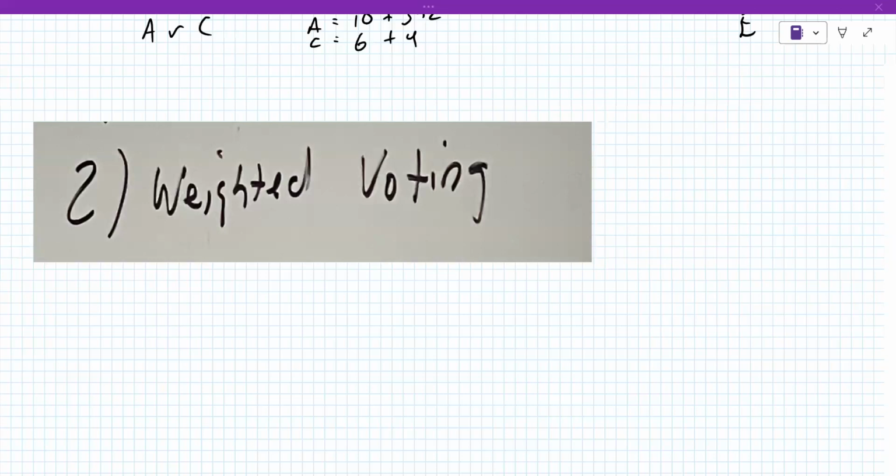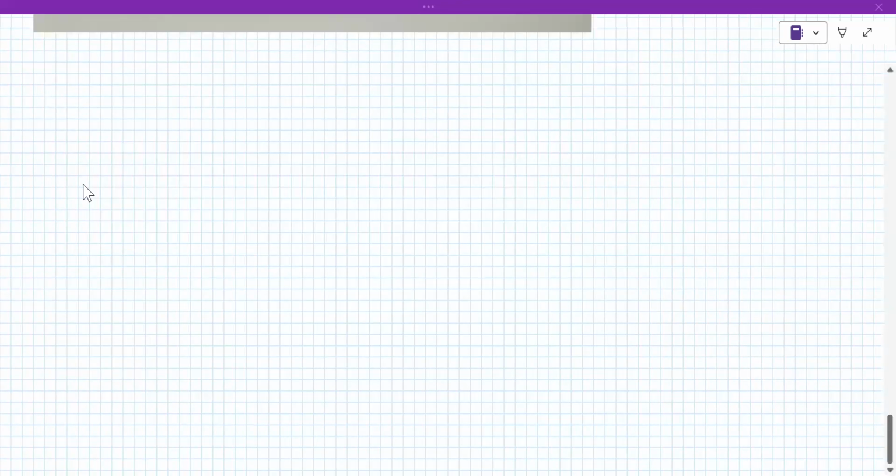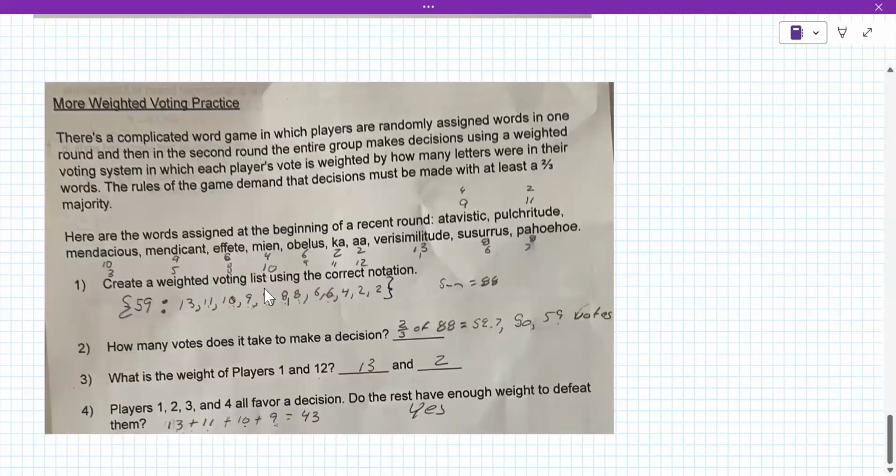I think I might have sent a picture. You did. I mean, it's in the weird language the instructor uses. These are not standard terms. Atavistic, pulchritude, mendacious, mendicant. Okay, I don't even know what these are, but I guess they want you to make a weighted list.